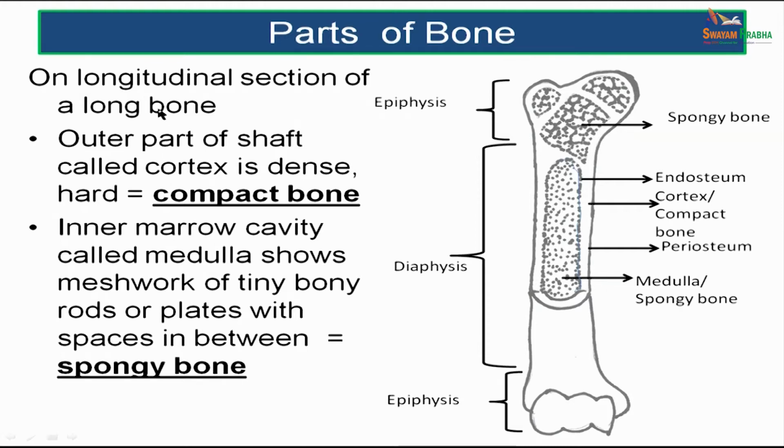Now, when we look at a longitudinal section of the bone, the outer part of the shaft, which is called cortex, is very hard, dense and compact. So, it is called compact bone. The inner portion, this inner marrow cavity, is called medulla. It shows a meshwork of tiny bony rods and plates with lots of spaces in between, and this type of bone is called spongy bone. So, basically the outer compact part and the inner spongy part.